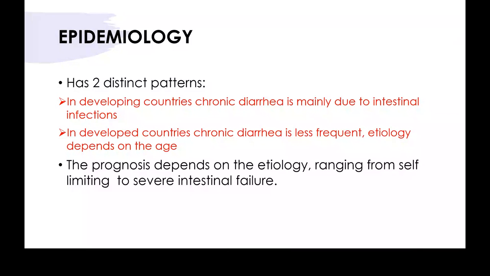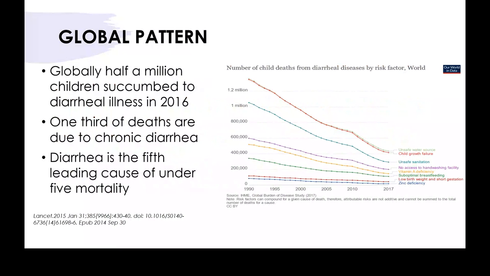Right. If you look at the global burden or the global pattern, in 2016, the latest data from the Lancet shows that globally 500,000 children had succumbed to diarrheal illnesses all over the world. And 1/3 of these deaths are due to chronic diarrhea. So nearly 150,000 deaths are due to chronic diarrhea all over the world. And in fact, diarrhea is the 5th leading cause of under 5 mortality.